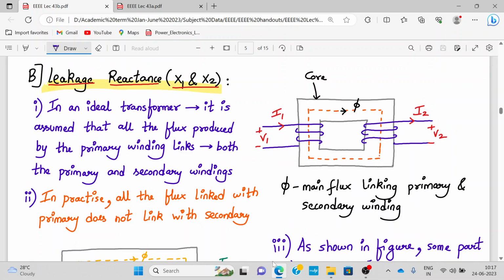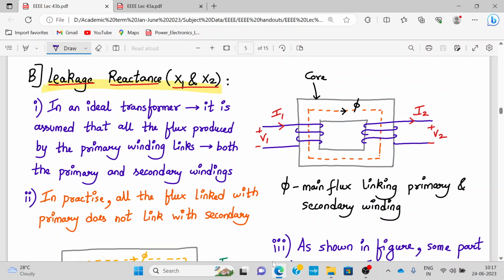Leakage reactance. Remember, in an ideal transformer, it is assumed that all the flux produced by the primary winding links both the primary and the secondary winding, and this flux is an alternating flux shown by this orange box, and this is the flux phi. This is the iron core, this is the primary winding.